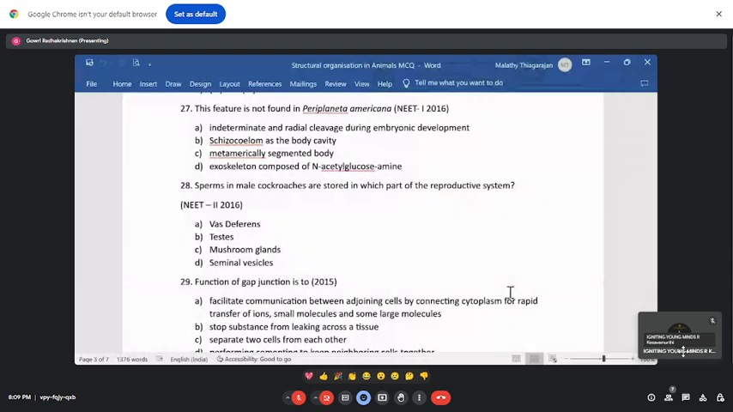It's a cockroach. Yes. All right. Which is the correct answer? This feature is not found in the cockroach, Periplaneta americana. Can you tell me which one?